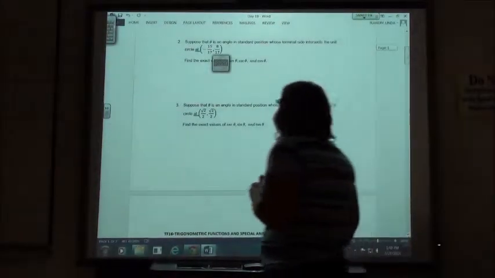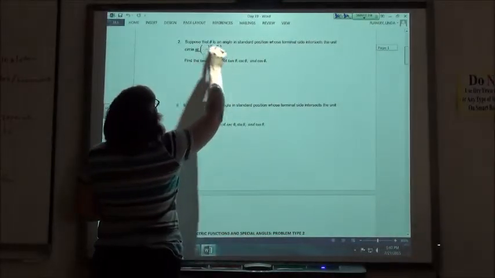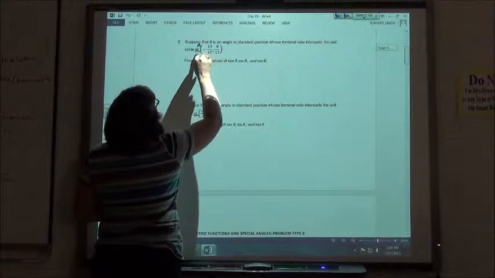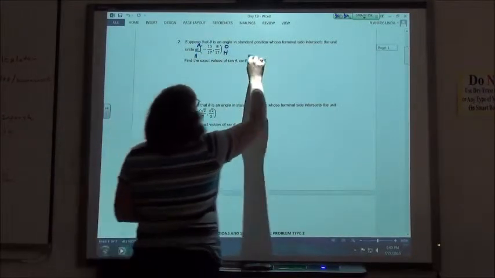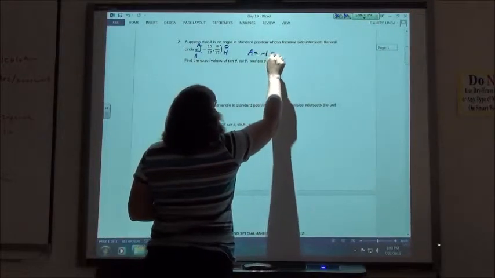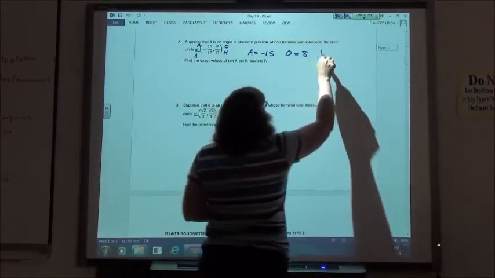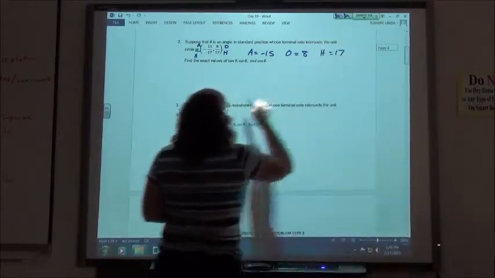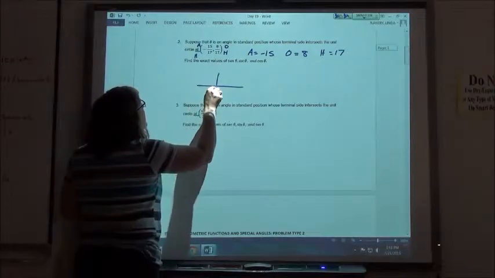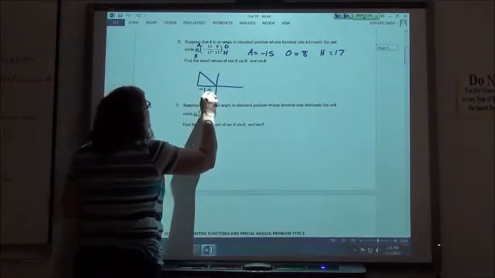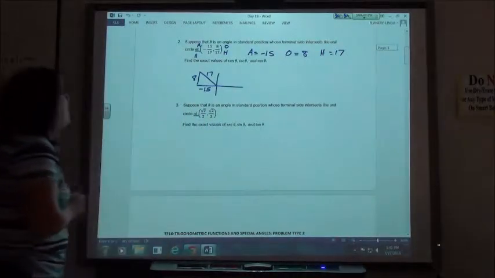So on number 2, again, since this is the cosine, this is going to be the adjacent over the hypotenuse, and this will be the opposite over the hypotenuse. So my adjacent's going to be negative 15, and my opposite's going to be 8. My hypotenuse is going to be 17, which tells me I have to go negative 15, 8. So negative 15, 8, and 17 would be my triangle.